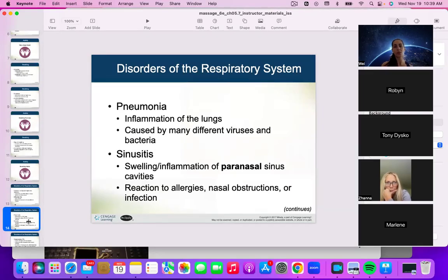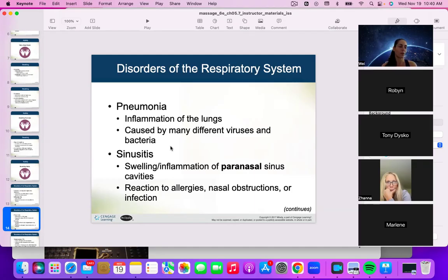Okay, so this is pneumonia. It's inflammation of the lungs caused by many different viruses and bacteria. Symptoms include coughing, chills, and high fever. When it's bacterial, it causes aches, chest pain, and sometimes a yellowish, greenish phlegm, all that stuff. Treatment can differ between types of pneumonia, but massage treatment is the same for many different types of pneumonia.